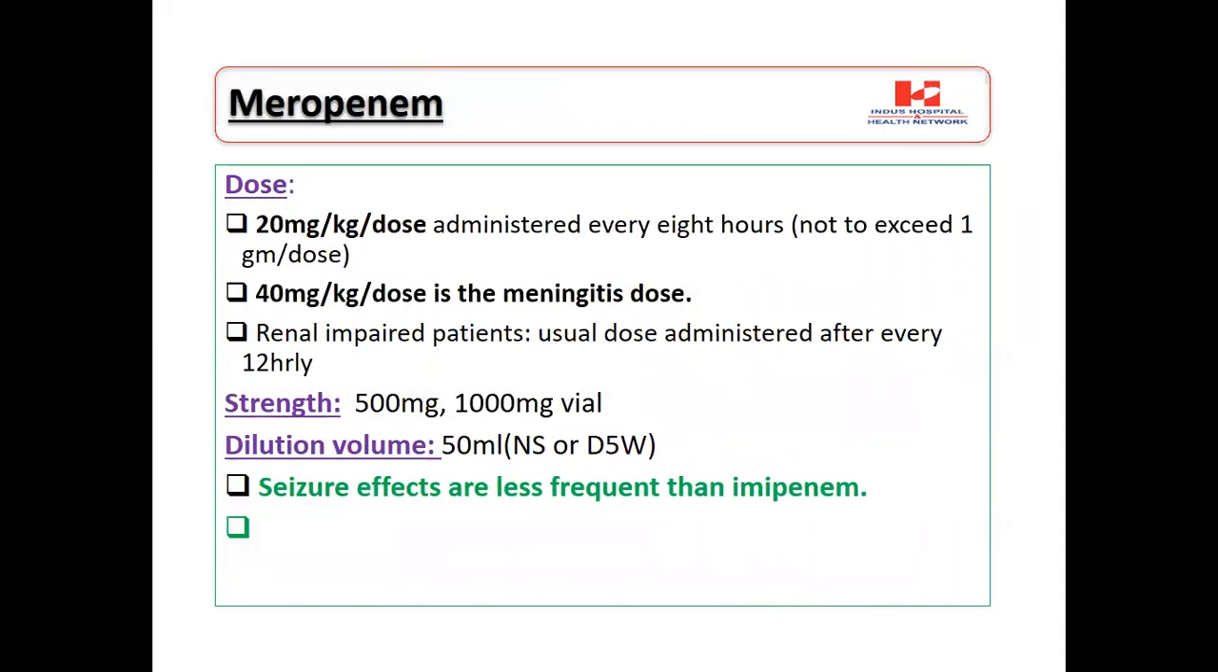Another example of this class is meropenem, usually given in non-meningitic doses of 20 milligram per kg per dose in pediatric patients, while in adult patients we are directly giving 1 gram q 8 hours in normal renal function. While for meningitic doses, we give a double dose.